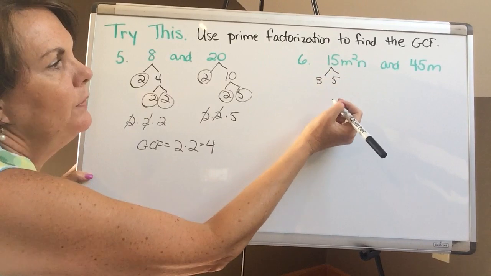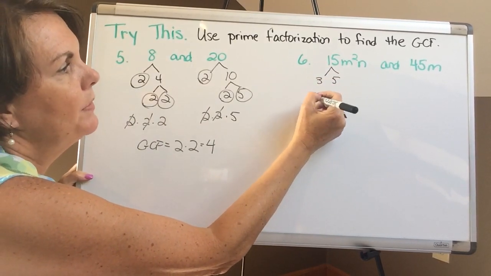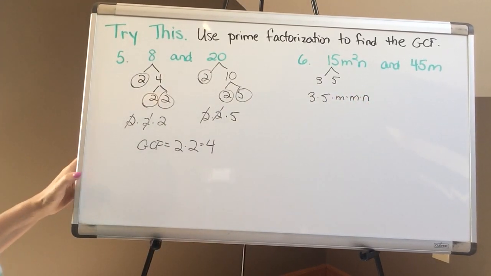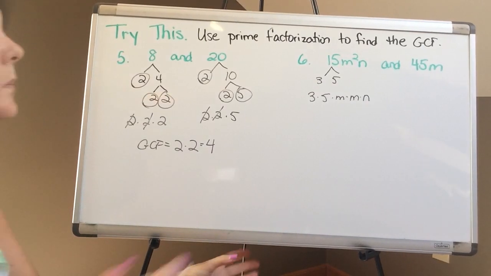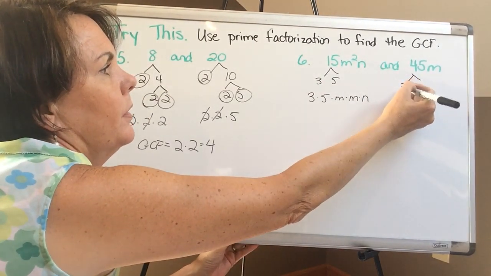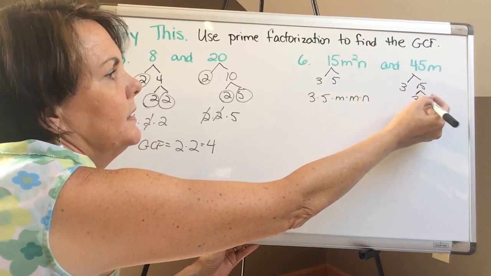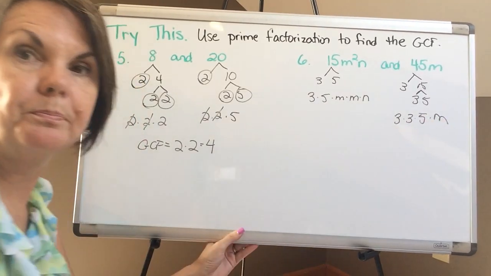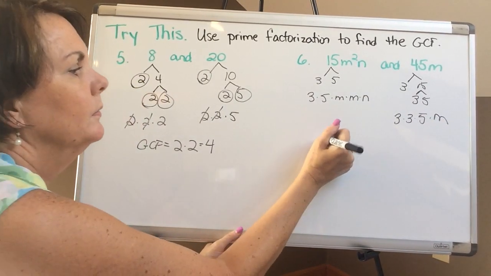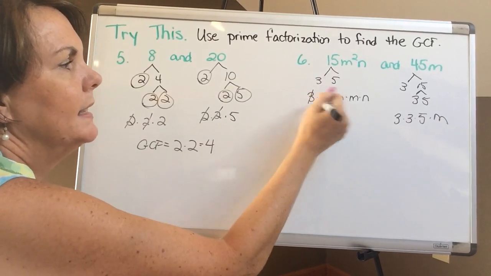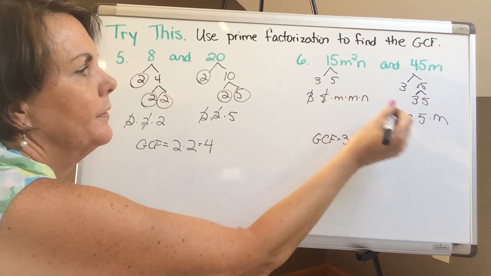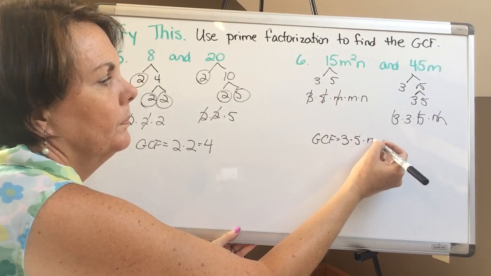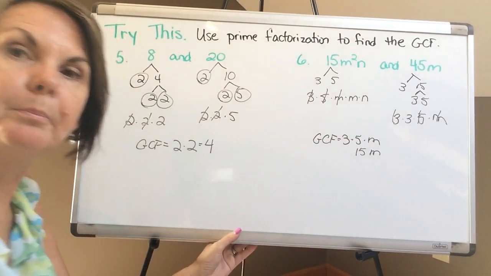Look over here. This is 3 times 5, and those are prime numbers. So now I'm going to have 3 times 5 times m times m times n. And 45 is going to be 3 times 15. 15 is 3 times 5. So this is 3 times 3 times 5 times m. Now my GCF here, I can take out a 3, I can take out a 5, and I can take out an m. 15m. And that's it.